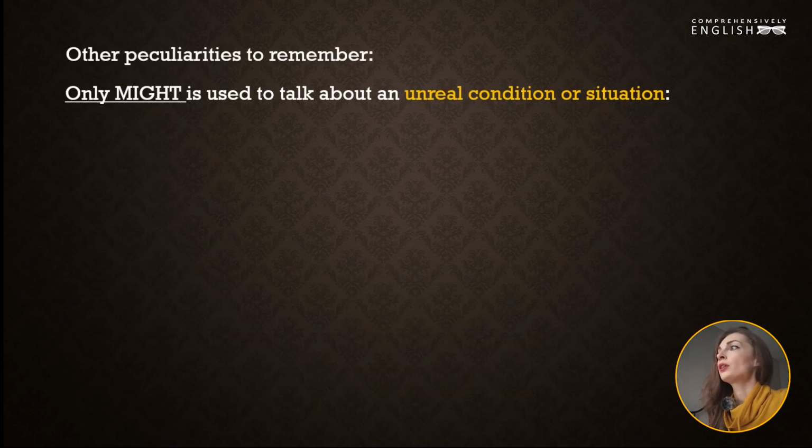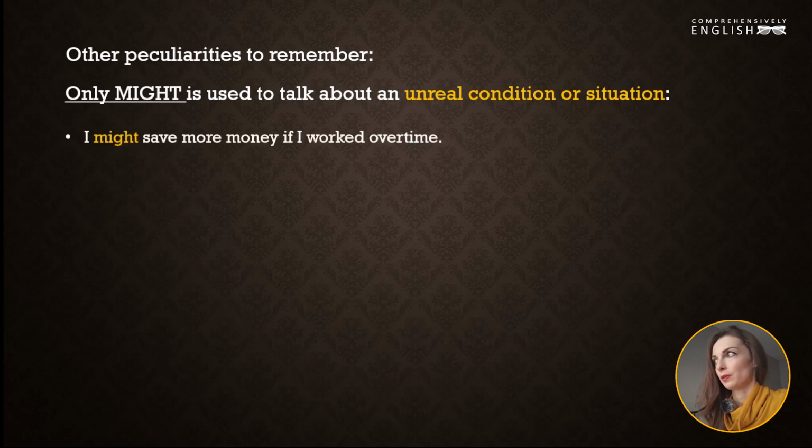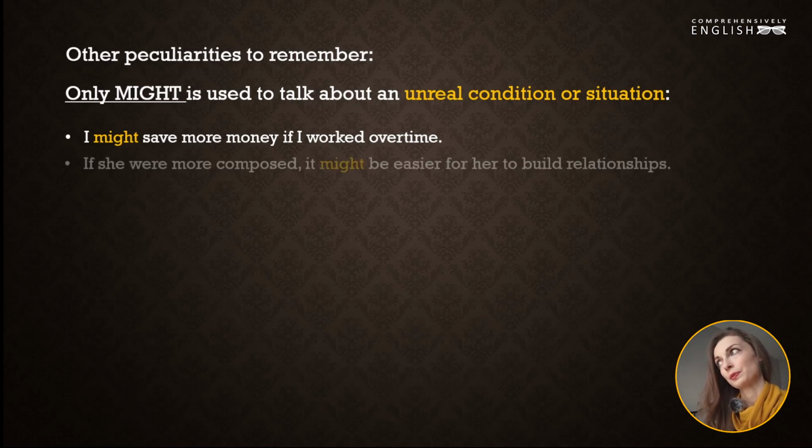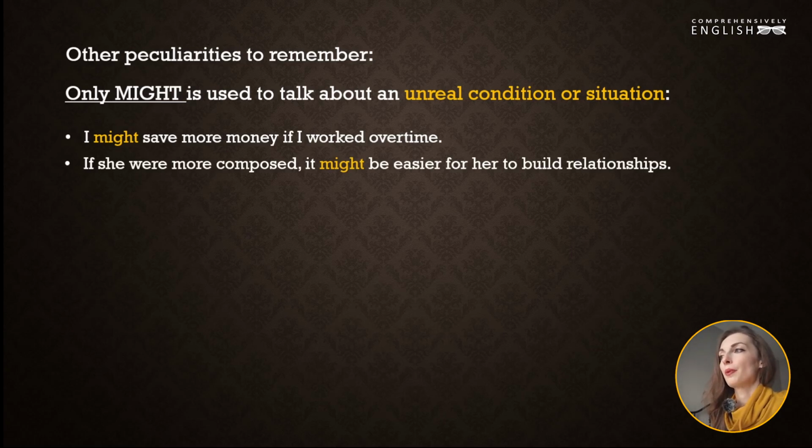Okay. Only might is used to talk about an unreal condition or situation. I might save more money if I worked overtime. It's the second conditional that expresses an unreal situation in the present. If I worked, I might save, but I don't. If she were more composed, it might be easier for her to build relationships. But she is not. Again, the second conditional and unreal condition in the present.